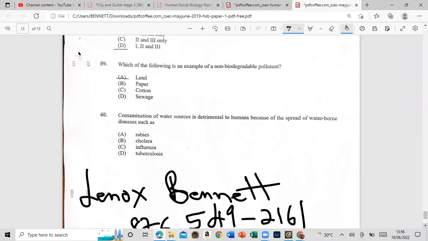Contamination of water sources is detrimental to humans because of the spread of waterborne disease such as, is it rabies, cholera, influenza, or tuberculosis? And that is cholera. All right.